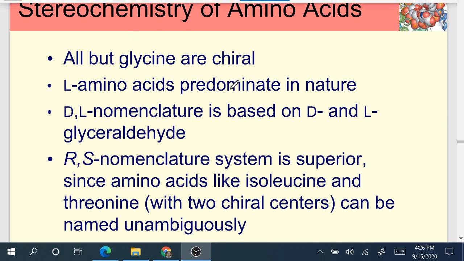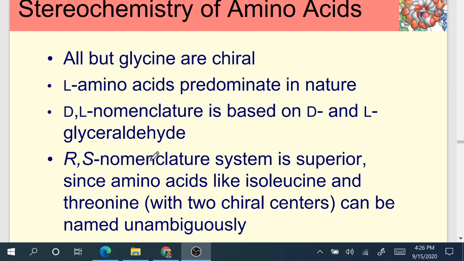L-amino acids are the primary form of amino acids found in nature, and all of the main 20 amino acids are in fact L-amino acids. So D and L nomenclature is based on D and L glyceraldehyde, which is a small sugar, and we'll talk about that in just a minute.